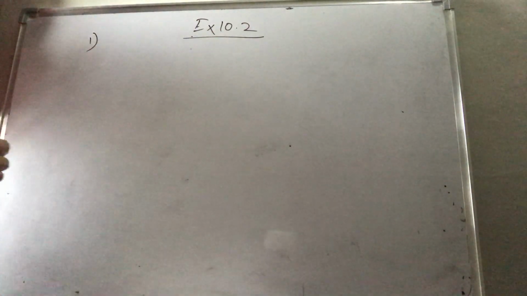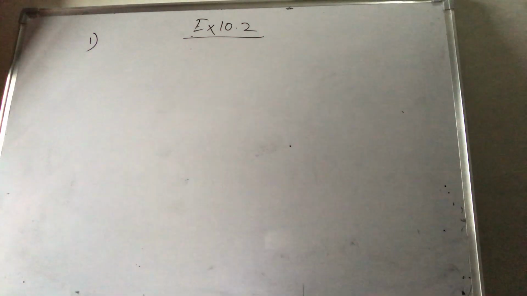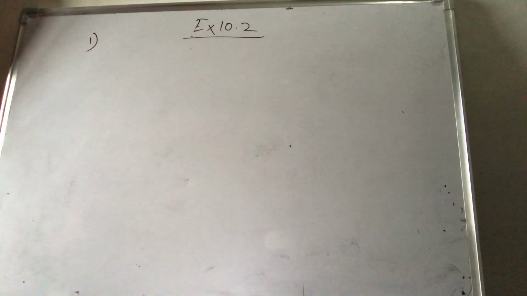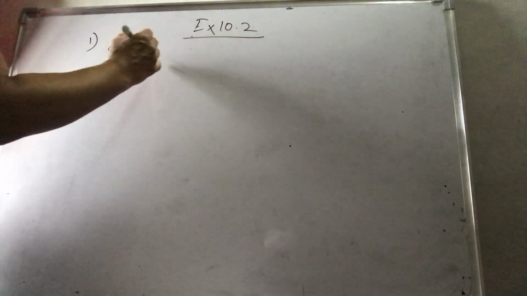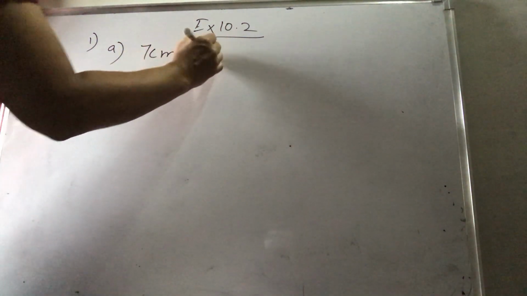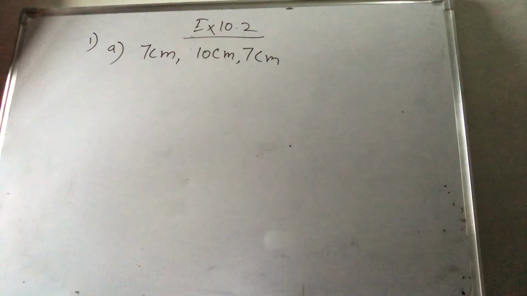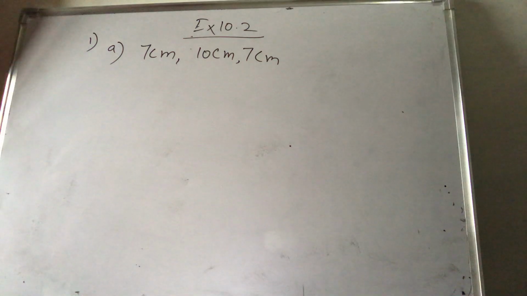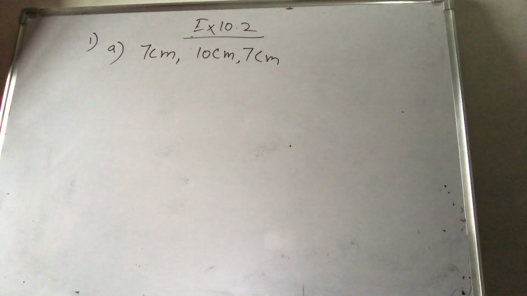As in property number 3, we had done that in a triangle, the sum of two smaller sides is always greater than the third side. So we will use that property in this question. The A part is 7 centimeter, 10 centimeter, 7 centimeter. We are given these three sides of the triangle and we have to tell whether we can form a triangle or not. Here it is written a triangle. We are not given any type of the triangle.